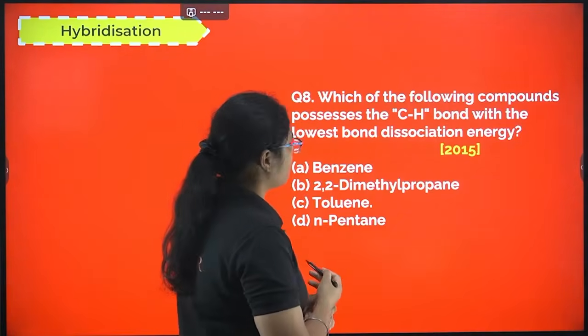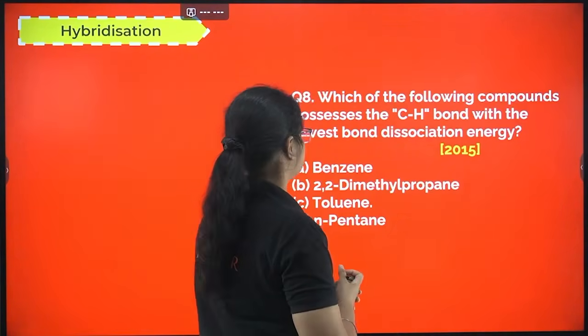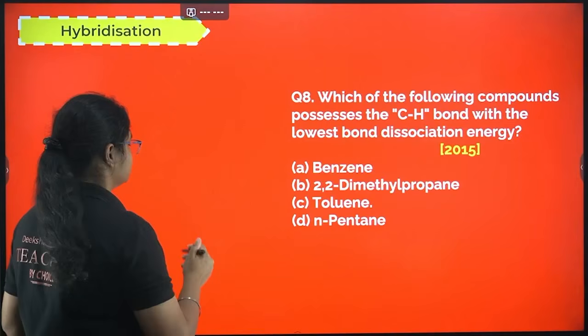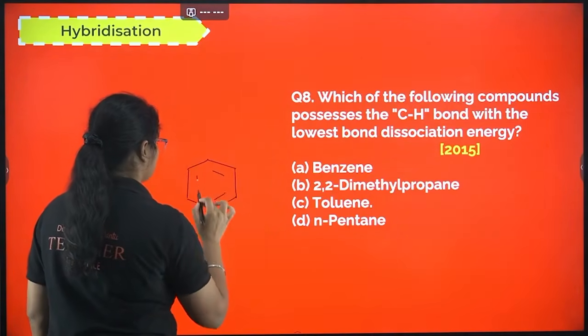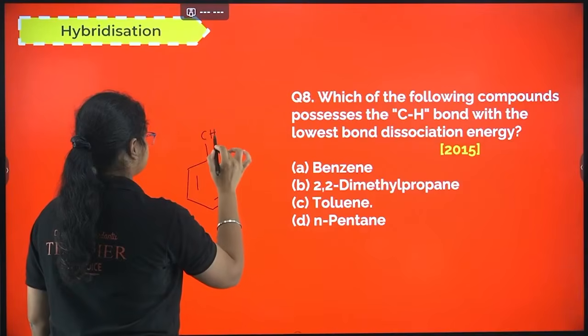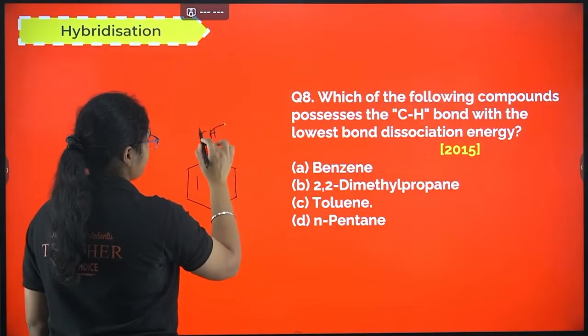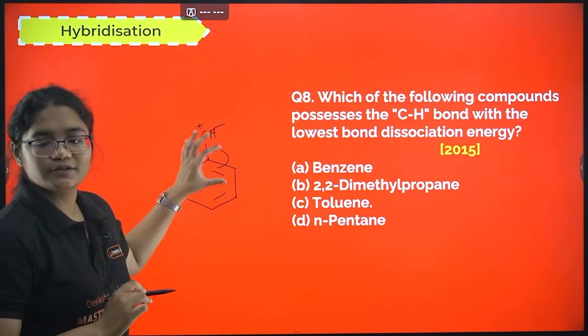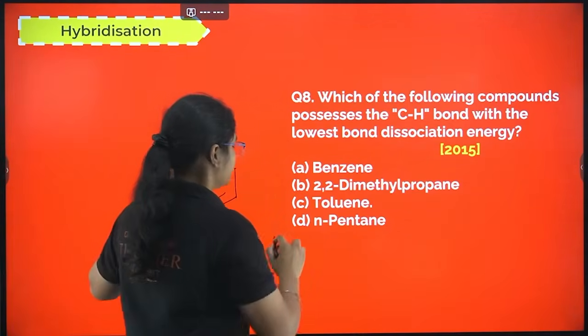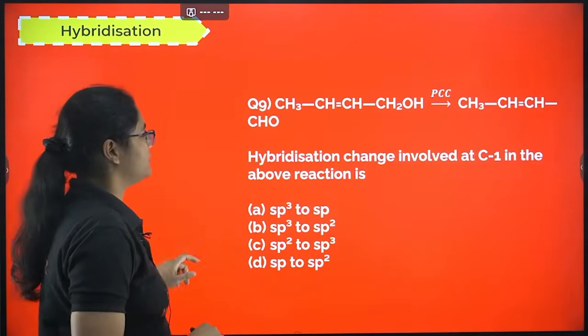Which of the following compounds possesses the C-H bond with the lowest bond dissociation energy? Now if you have this C-H bond, when this C-H bond breaks, this carbocation is formed which is highly stabilized with resonance. So that is why this bond will break easily. The answer will be option number C, that is toluene.